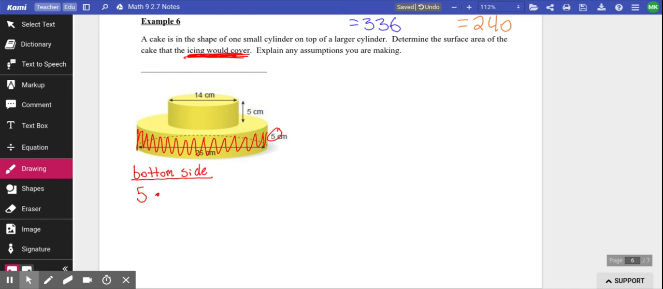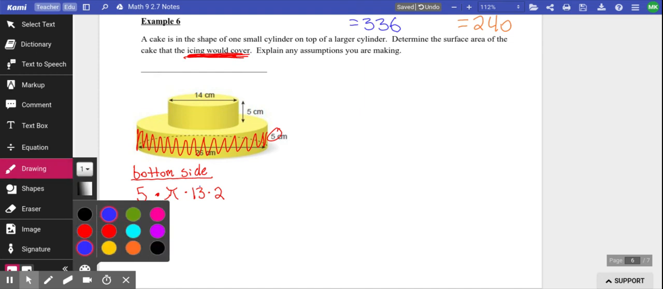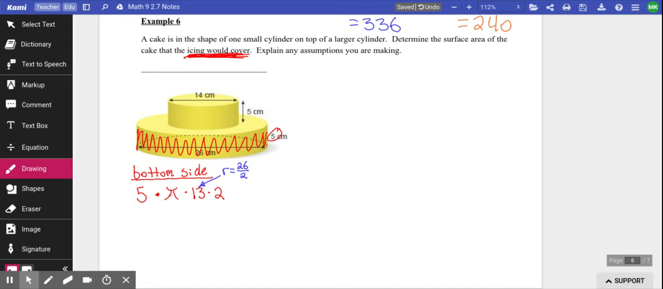Times, you need to do the circumference of the circle. Our formula for that is what? Well, for ours, it would be 5 times pi times... So 13 times 2. How'd you get that? Well, you have the diameter, which is 26, so 13. And then the formula for circumference is the height of the cylinder times pi times r times 2. Awesome, you got it.